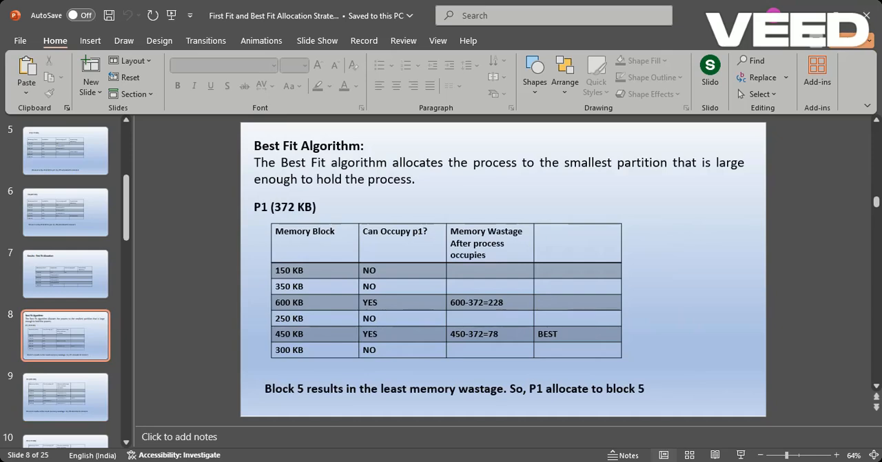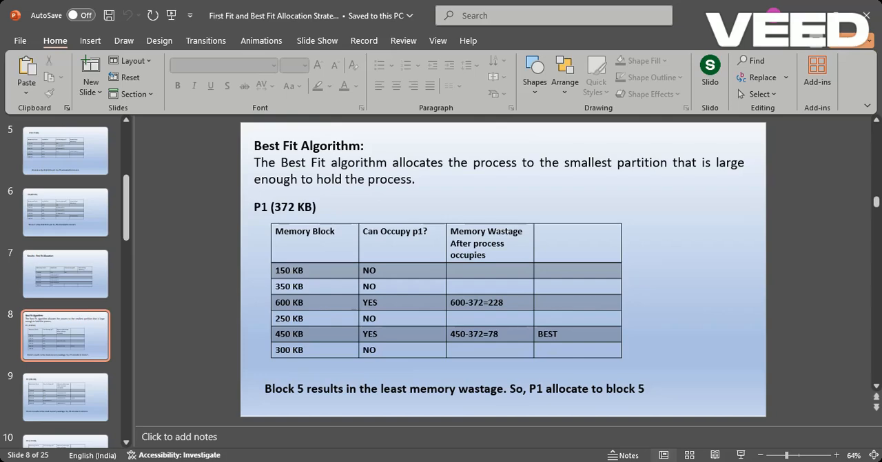The next is the best fit allocation strategy. Here the process is allocated to the smallest partition that is large enough to hold it. This means we compare every block of memory with the process size to find which memory block is enough to store that particular process. Then we find the memory wastage, and the location with the least memory wastage is selected as the best memory block to store that process.